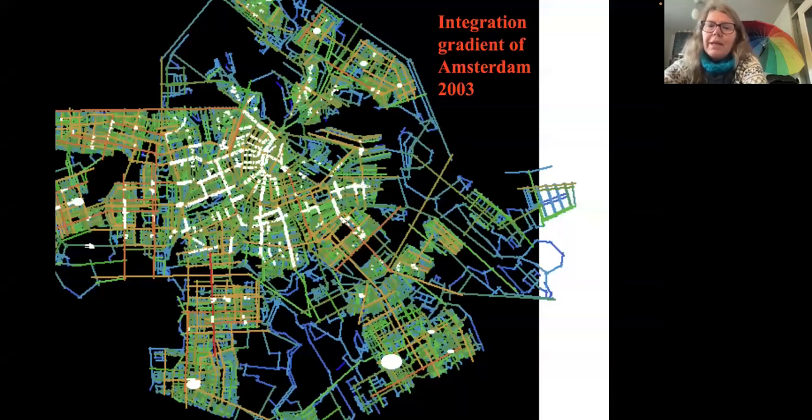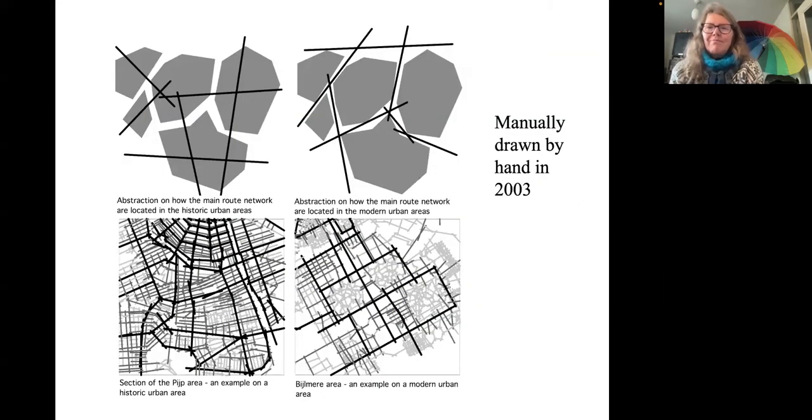But here is an old integration gradient analysis of Amsterdam, which I did in 2003 in the old Depthmap. You see the white pattern of shops. It also indicates where the through movement is, and it shows some contours of this. Based on that, we used to make hand drawings of it.